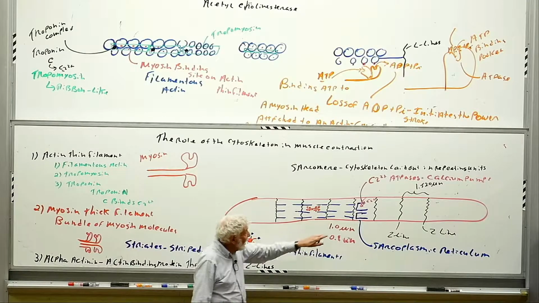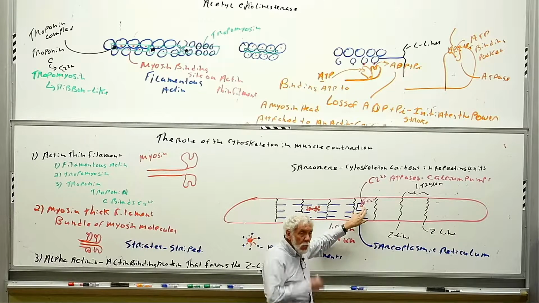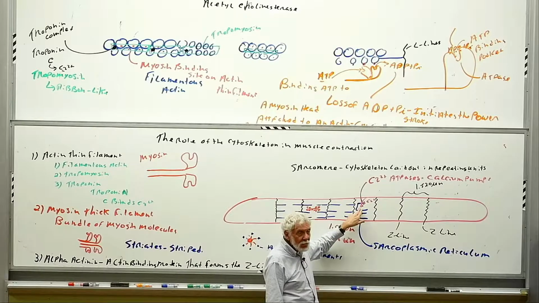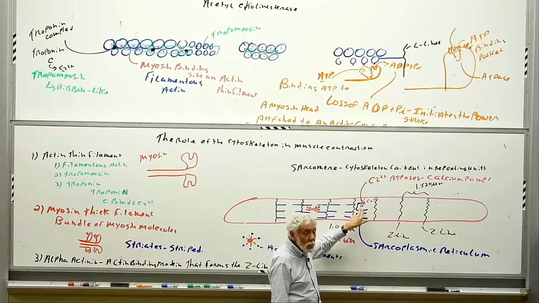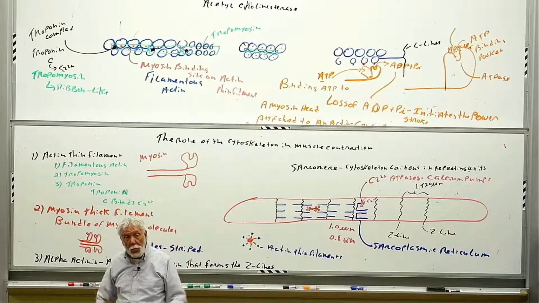And now these guys take over. Calcium pumps take over. And they start pulling the calcium out of the cytoplasm and putting it back into the SR. So as the calcium is being pulled out of the cytoplasm and put back into the SR, the cytoplasmic concentrations of calcium are dropping really fast.